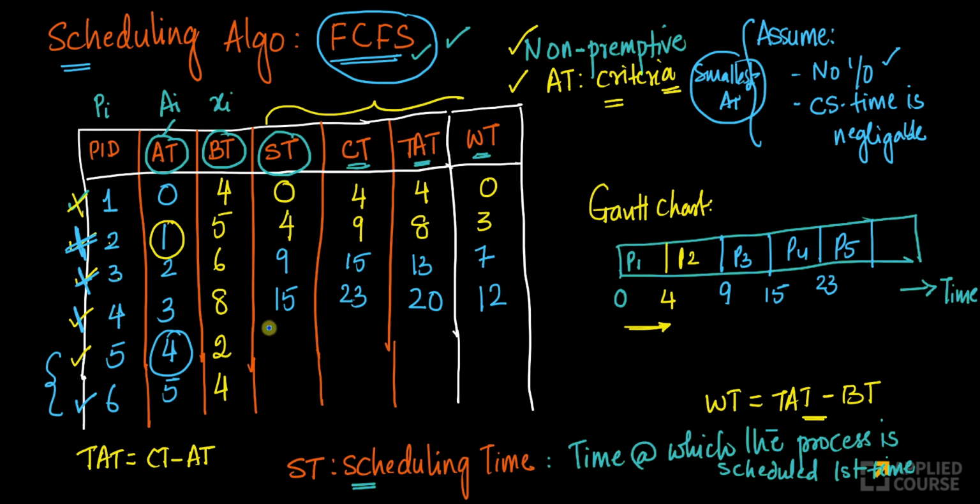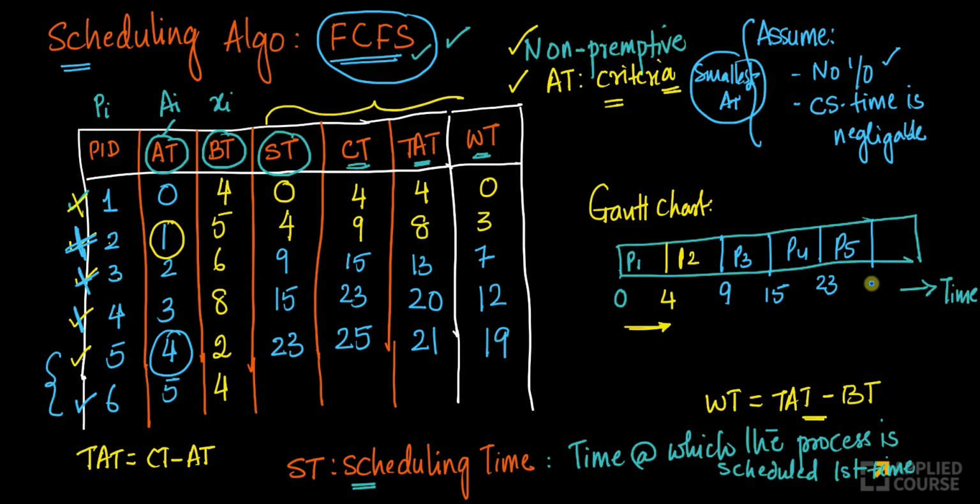Now P5, at what time did P5 start? P5 started at 23 seconds. What is its burst time? 2, which means it will end at 25. What is its turnaround time? Its completion time is 25. Its arrival time was 4. So its turnaround time is 21. What is its wait time? Its wait time is turnaround time minus burst time. So its wait time is 19 seconds.